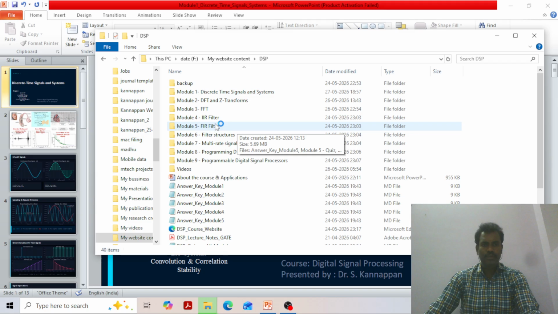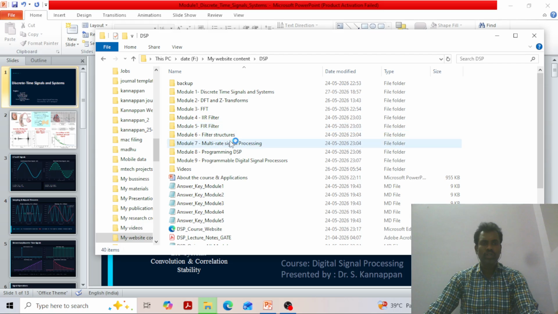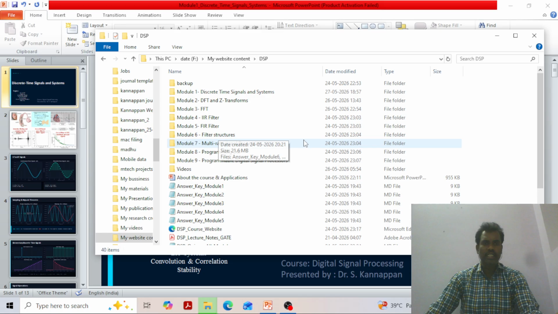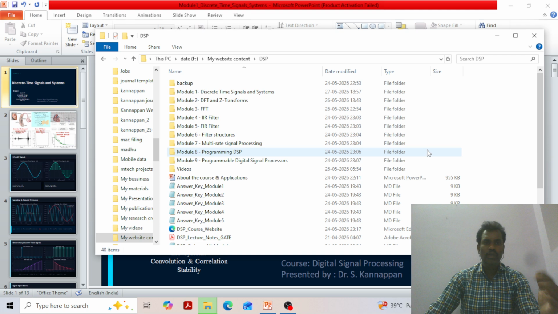Module 6 is to realize those two filters in terms of hardware. That is the structure of digital filters. More particularly, the two categories we are going to discuss are IIR filters and FIR filters and their structures. Module 7 covers multi-rate signal processing. Up to module 6, we always concentrate on a single sampling rate only, we assume.